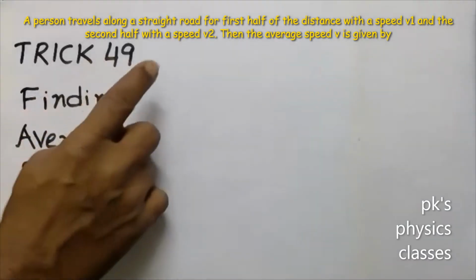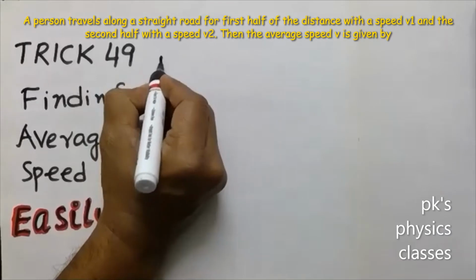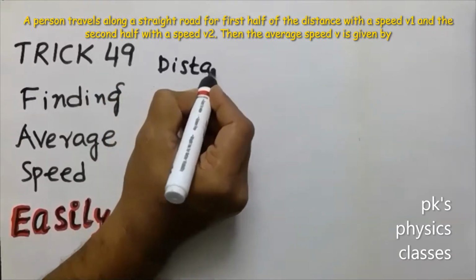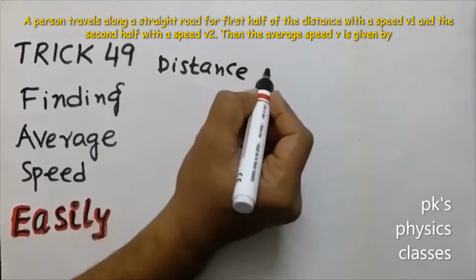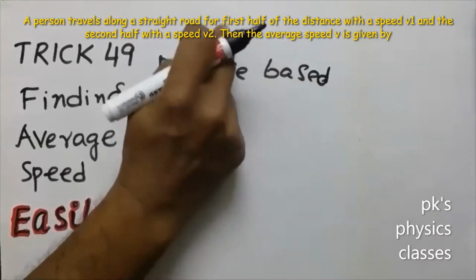So there is a question here. A person travels along a straight road for the first half of the journey with a speed of v1 and the second half with a speed of v2, then the average speed v is given by. Actually, this is a distance based question. Of course, it is very simple. With this simple one, we'll extend to other complicated questions. This is distance based, which is given here in this question.